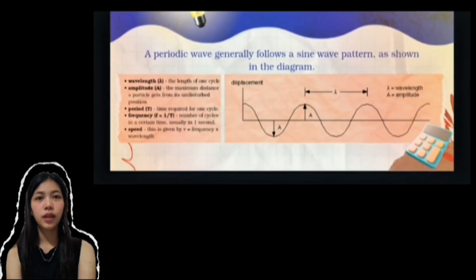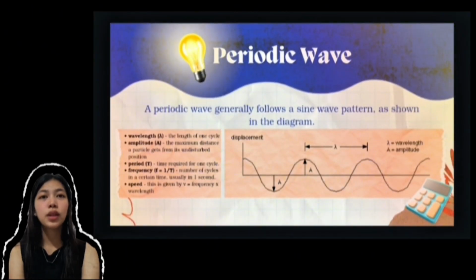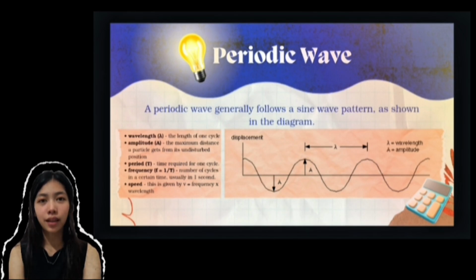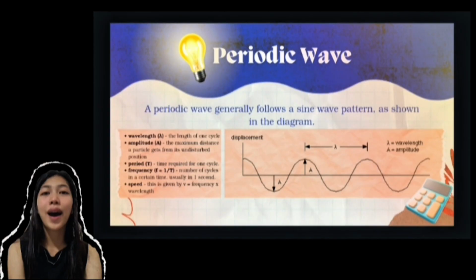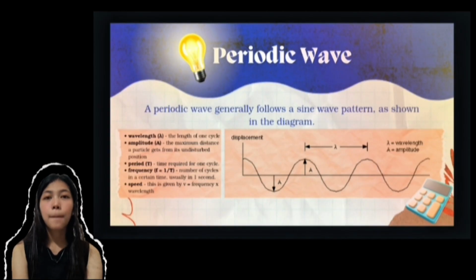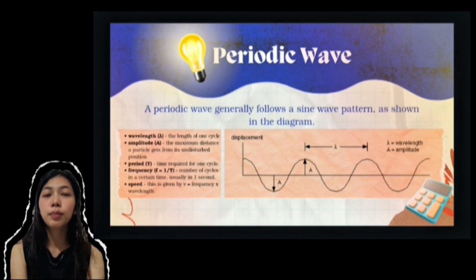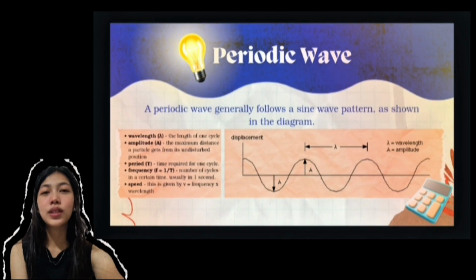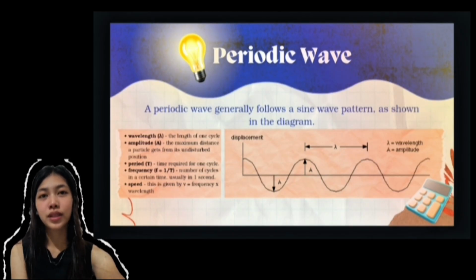Now, let's talk about periodic waves. A periodic wave is one that repeats itself in a regular pattern, just like a heartbeat or a clock's tick-tock. Here are the important properties and formulas of periodic waves. Wavelength. It is the length of one full wave cycle. Amplitude. It is how high or strong the wave is. Period. It is the time for one complete wave. And frequency. It is how many waves pass per second. The formula is frequency equals 1 over period, and period equals 1 over frequency.